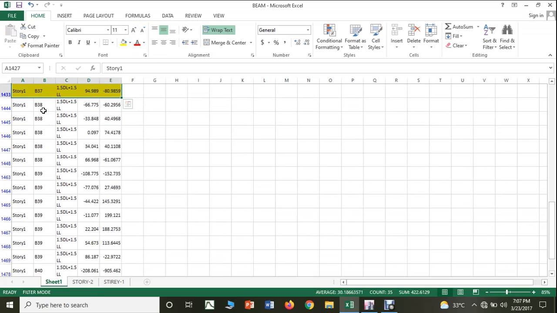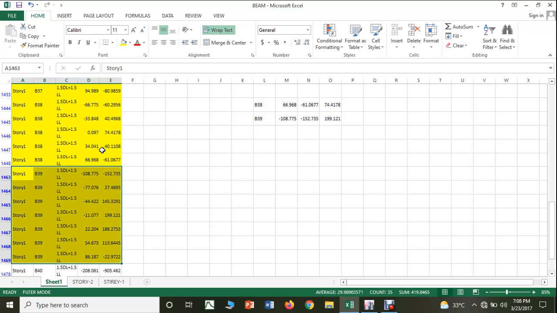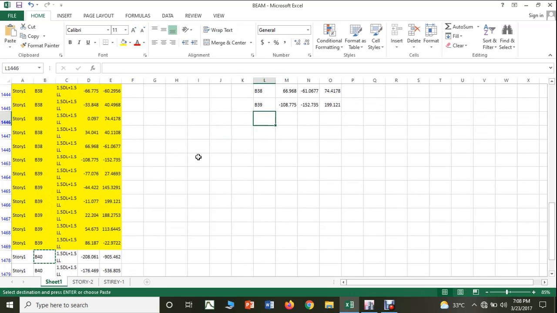So the next you have is beam 38. From here to here, the highest negative value is this one, and the positive is 74. So beam 38. Next you have is beam 39. Highest negative values of shear and moment and the highest positive value of the moment. Beam 39. Beam 40.